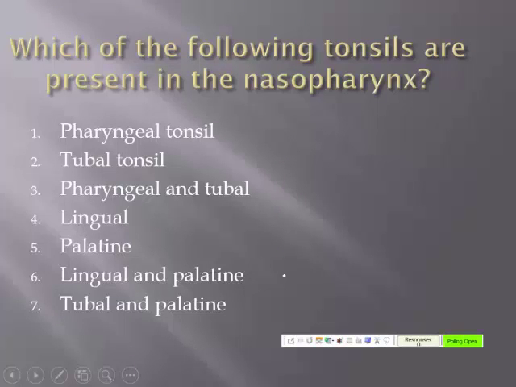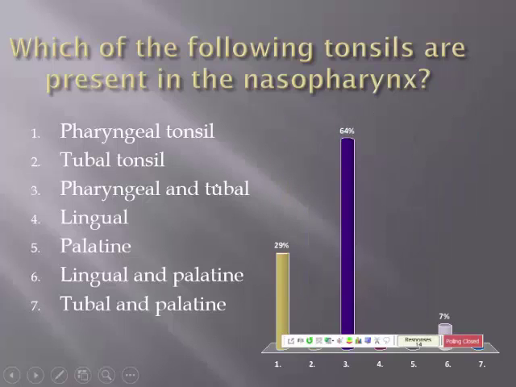Okay, again a little bit of review. Which of the following tonsils are present in the nasopharynx? Pharyngeal and tubal. Yes, both pharyngeal and tubal are present, not just the pharyngeal, because the eustachian tube is also present there, and the tubal tonsil is just a collection of lymphatic tissue over that.